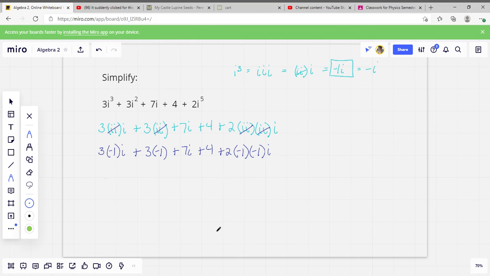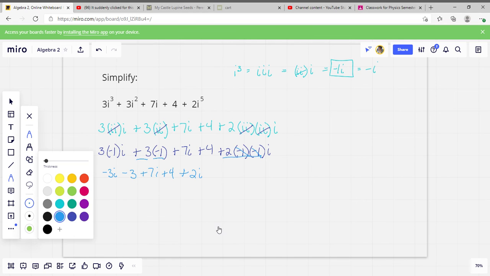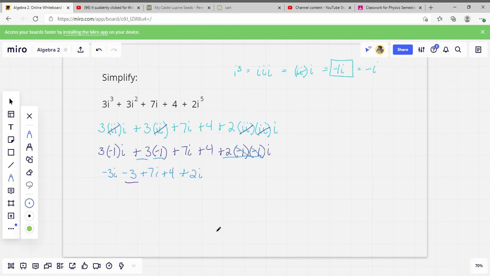So 3 times negative 1 would be negative 3i. Positive 3, negative 1 would make negative 3 plus 7i plus 4. All right, so right here we have 2 times negative 1 times negative 1. Negative 1 times negative 1 is going to make positive 1. Positive 1 times 2 would just be 2. So plus 2i. All right, now I'm going to add my real part first. So I've got negative 3, positive 4, which is going to be 1.